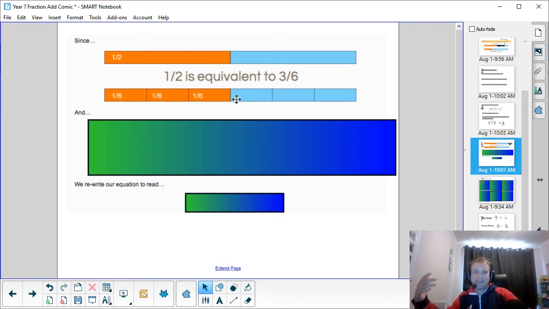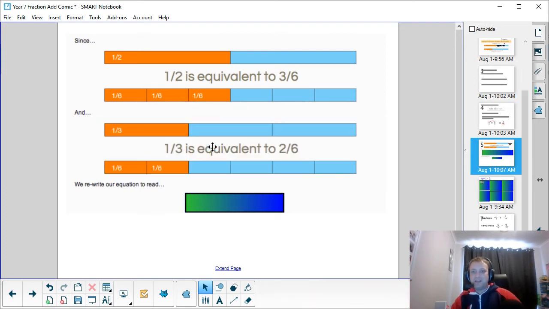3 is half of 6, so 3 sixths is a half. And then 1/3 is the same thing as 2 sixths, right? If I double 3 to make 6 with my denominator, then I have to double the top as well, right? So our new fractions aren't a half and a third. Our new fractions are 3 sixths and 2 sixths.